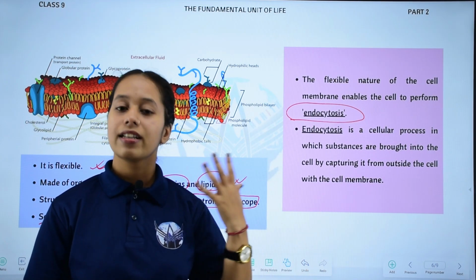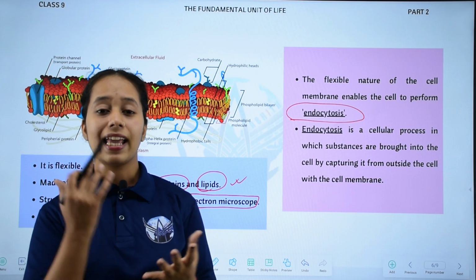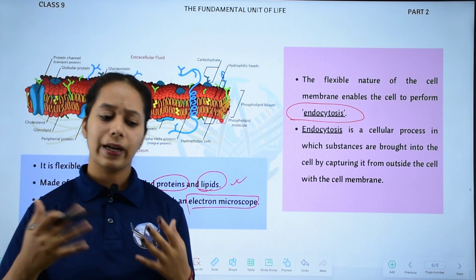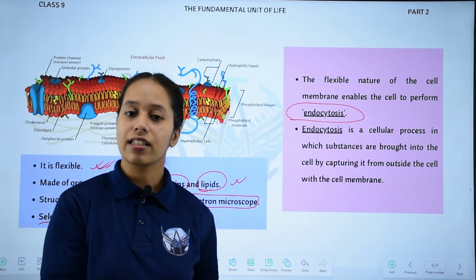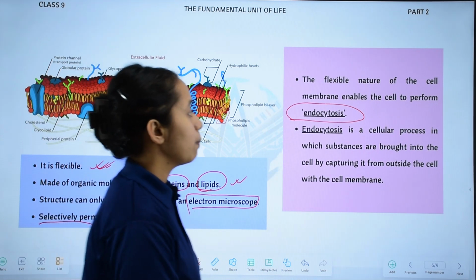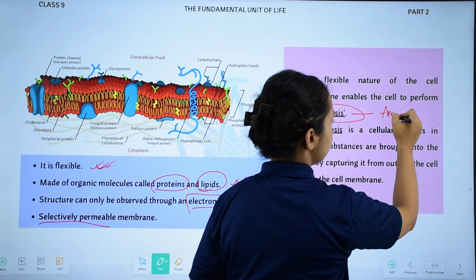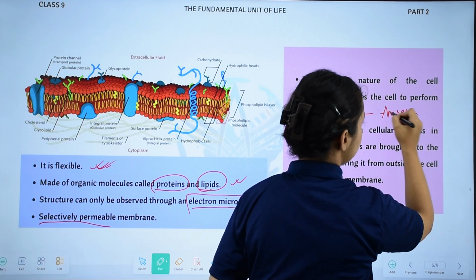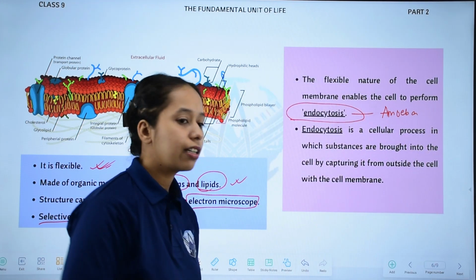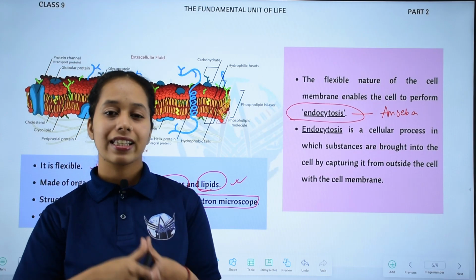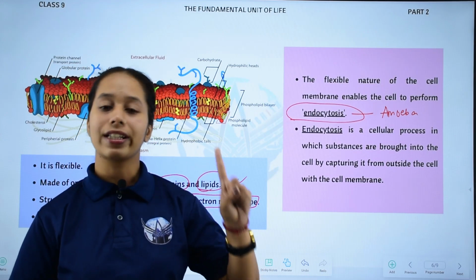Endocytosis is not performed by any organism. It is performed by certain organisms, for example, amoeba. What is amoeba? We discussed amoeba last class. Amoeba is a unicellular organism. It has only one cell.